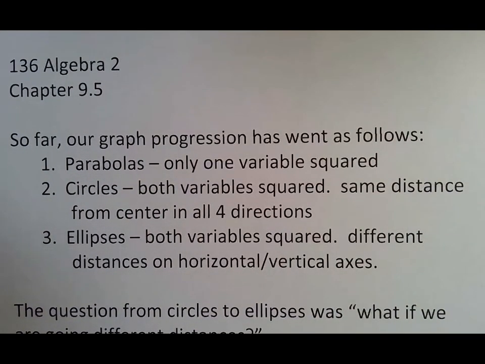All right, so far progression has gone as follows. Parabolas where only one variable is squared. It's either x equals y squared or y equals x squared. We've talked about circles where both variables are squared. And because it's the same distance, we can just use a radius.